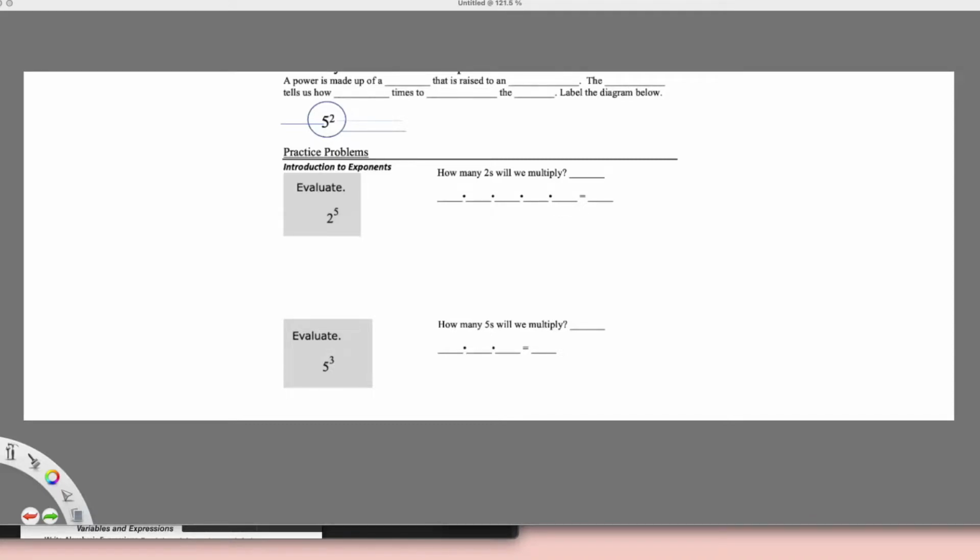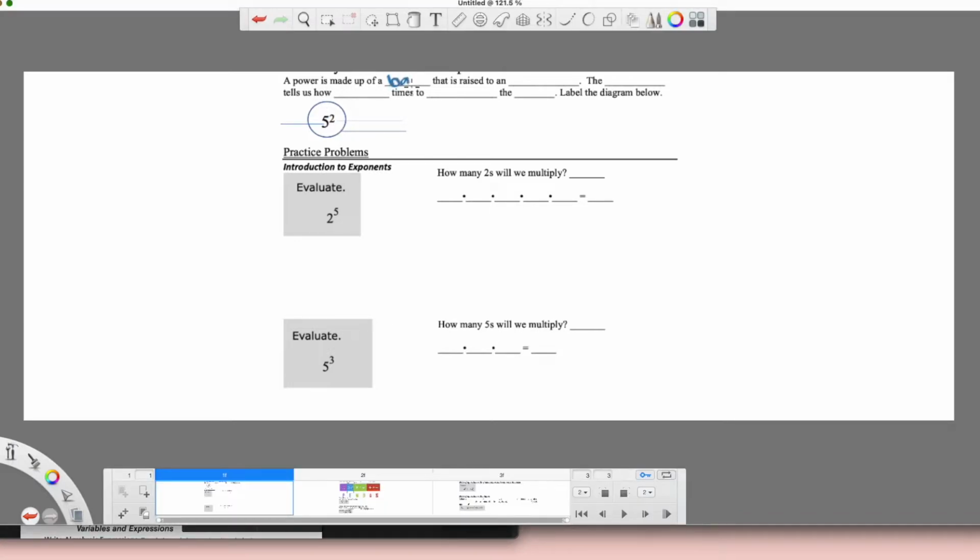Right, so in this video, we're going to start talking about exponents and what they mean. First, we're just going to talk about the basics here. A power is what we call the entire thing when we're looking at one of these equations. A power is made up of a base that is raised to an exponent. The exponent tells us how many times to multiply the base. So exponents are repeated multiplication.